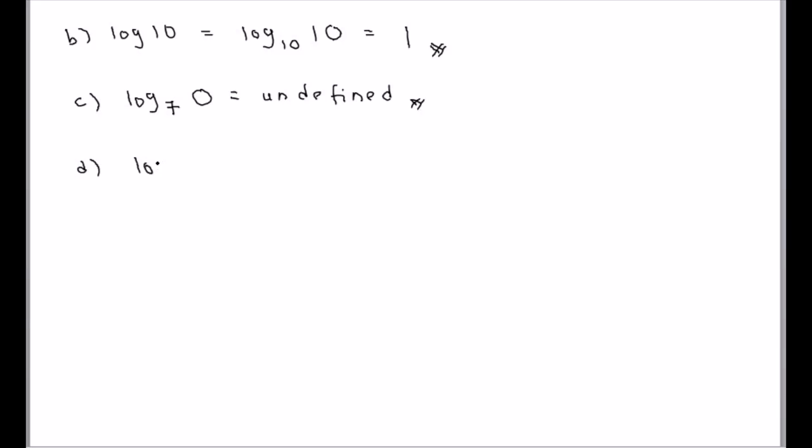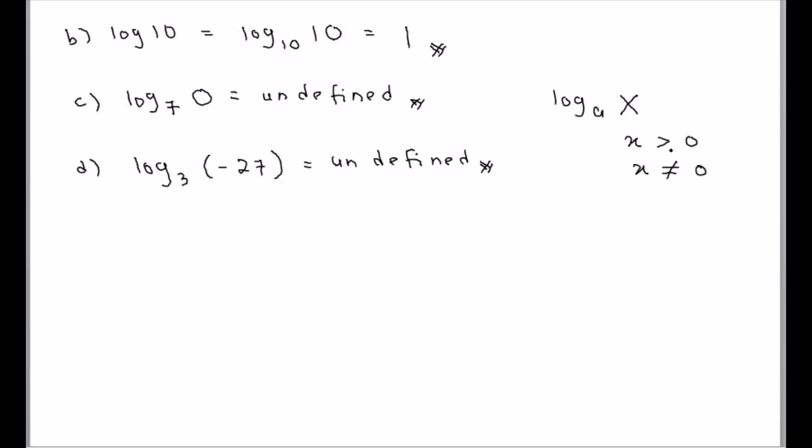Log base 7 0. This is undefined because x cannot equal 0. What if we have log base 3 negative 27? How can we solve this? This is also undefined because x must be positive. Let's say we have log base a x. So x must be more than 0 and x cannot equal 0.